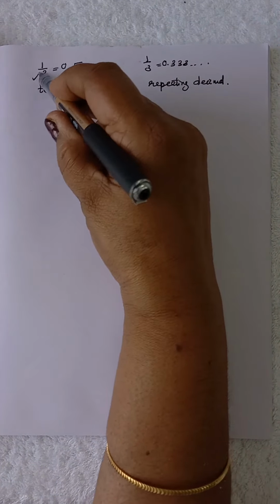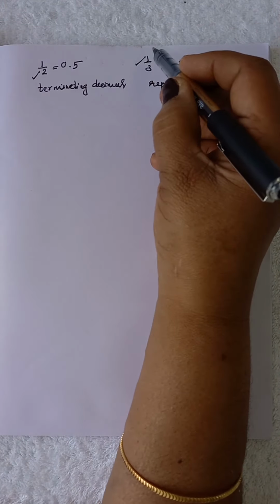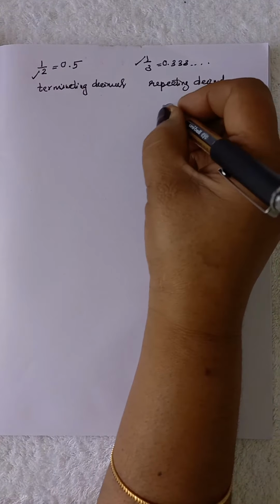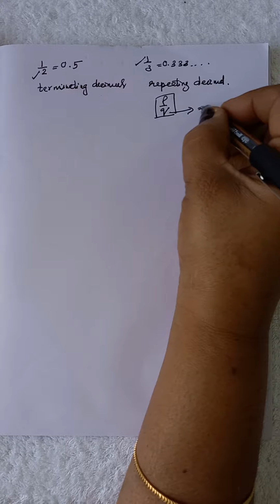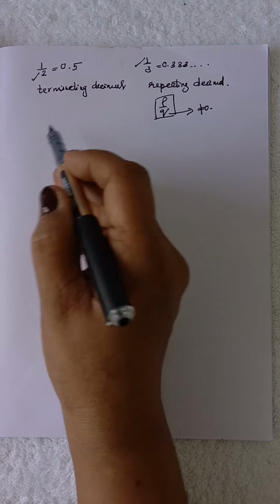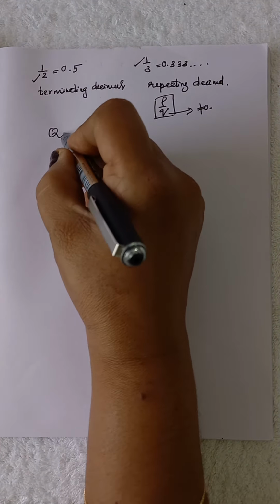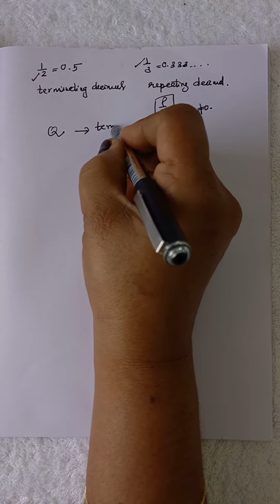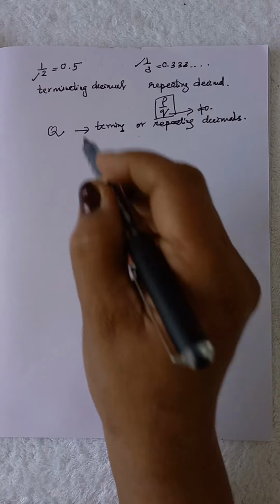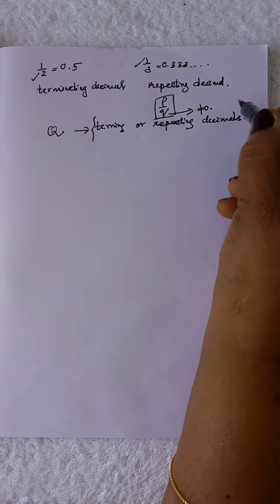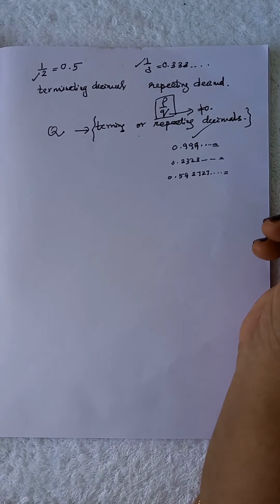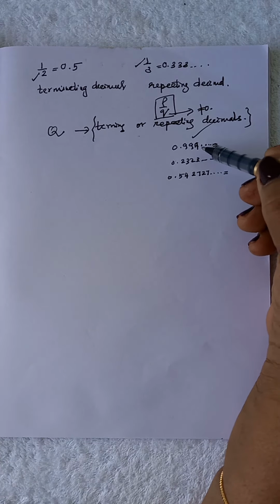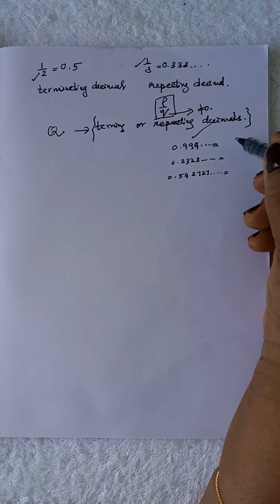Here 1 by 2 and 1 by 3 are rational numbers because they are in the form p by q and q is not equal to 0. Thus, rational numbers are either terminating or repeating decimals. That is the set of all terminating or repeating decimals. If you have a decimal like 0.999 etc., how can you represent this?